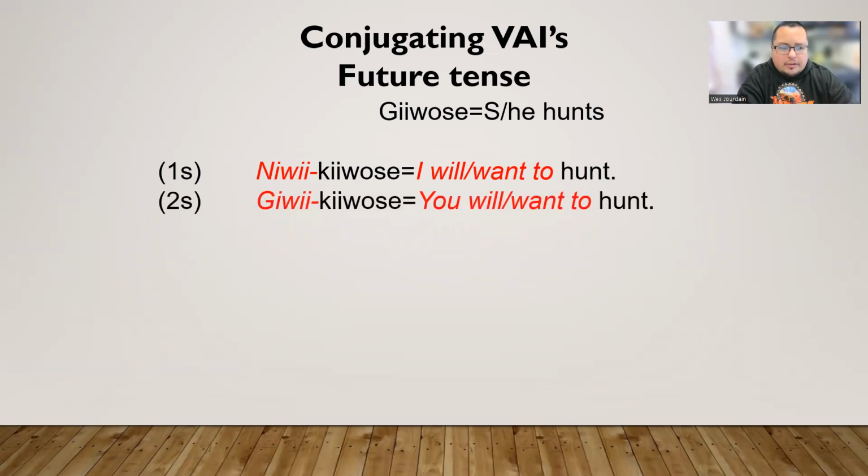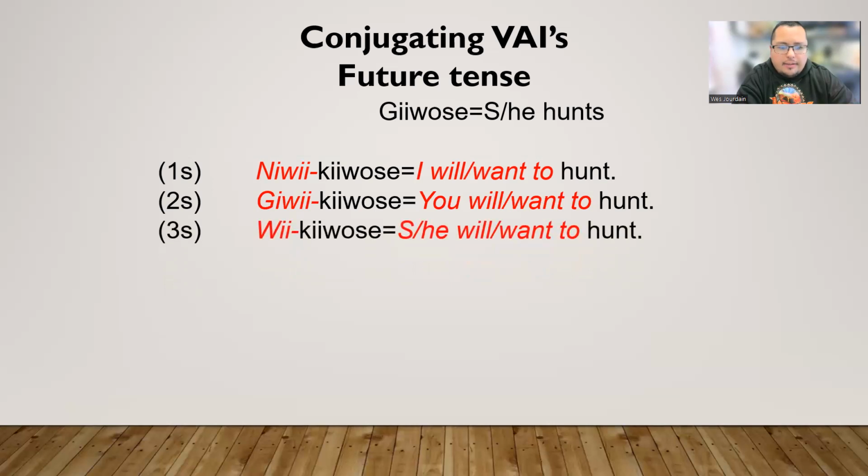2S, second person singular, giwi kiwose. You will hunt or you want to hunt. Talking to someone, talking to you. You're talking to someone and somebody asks you, oh, I want to go hunting. You can say, oh, giwi kiwose na? Do you want to go hunting? So these can be put in question form too. But for the sake of this episode, giwi kiwose, you will or want to hunt.